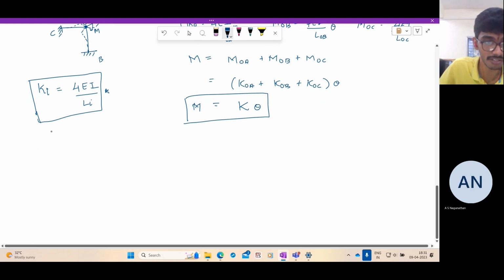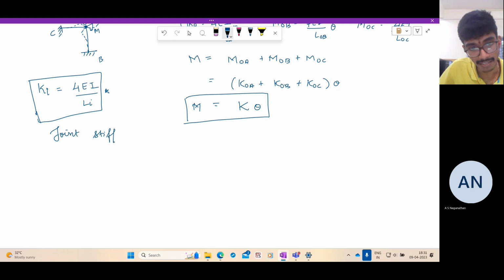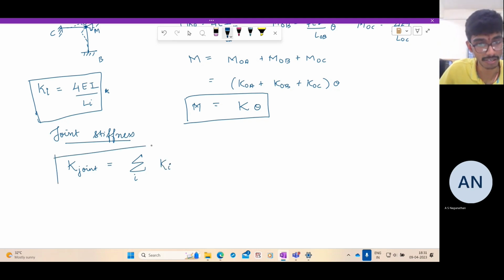And what is the stiffness of a joint? The joint stiffness is just the sum of all the stiffnesses of the beams. So if there are n beams connecting at a joint, then the joint stiffness K is nothing but the summation of Ki over all the beams connecting at the joint. That is simple.